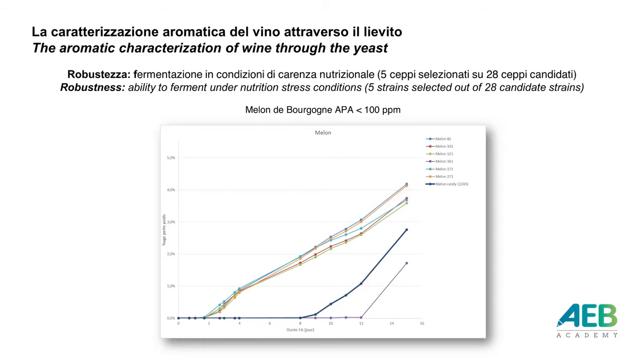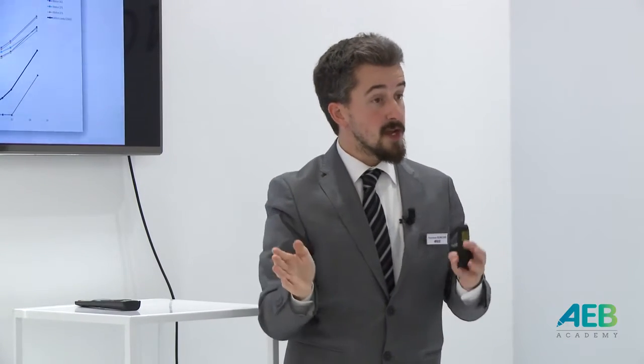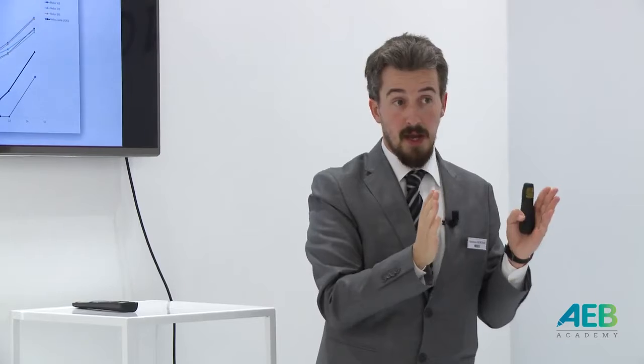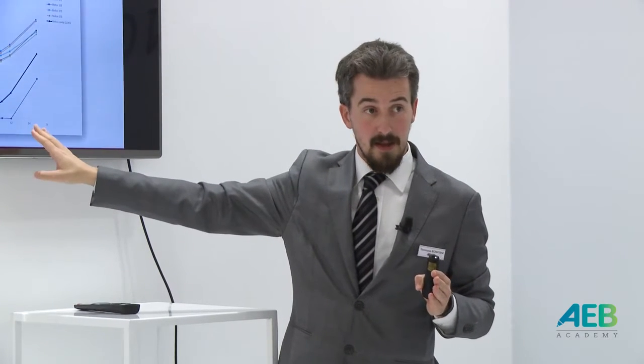Okay. Once we did this, we had these 28 strains. We discovered that inside these 28 strains we had 6 strains which were really good from the aromatic point of view, but we also want to select only those strains which are also very good at fermenting. So we wanted to avoid completely bringing to the market all those strains which had a low fermentative ability.